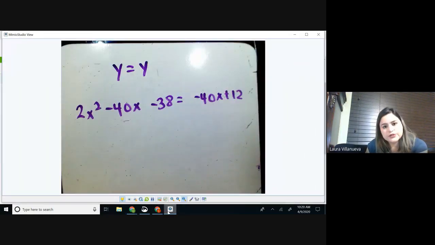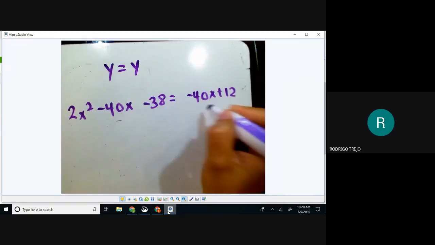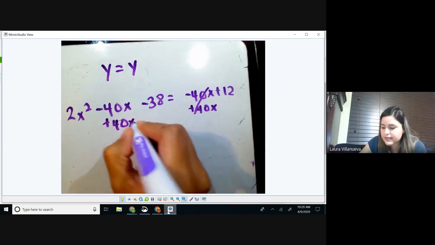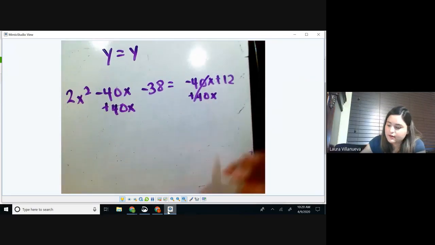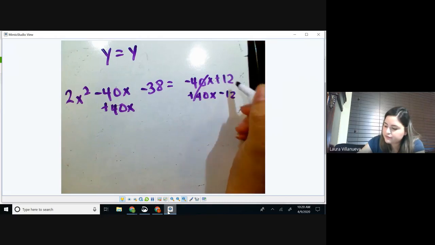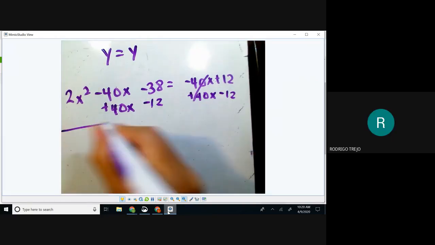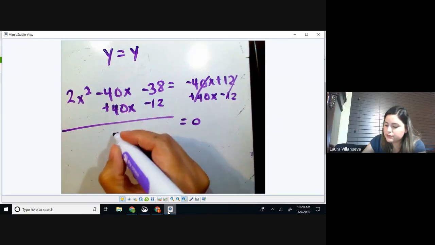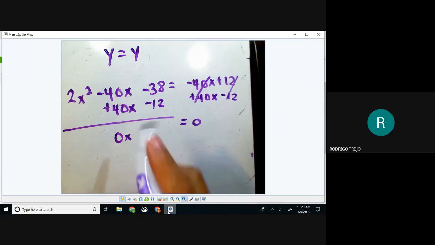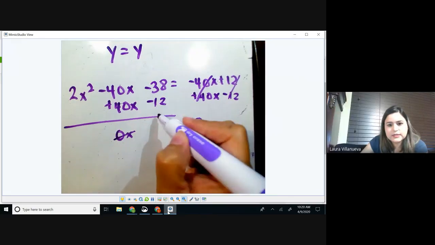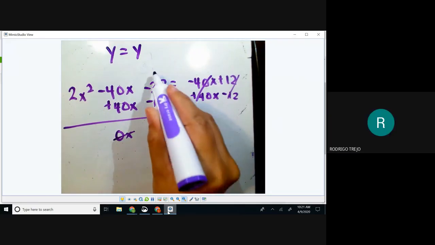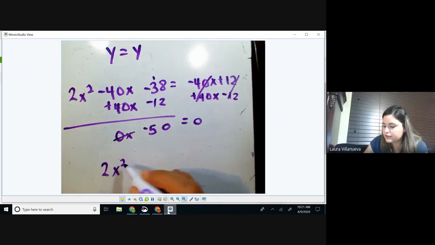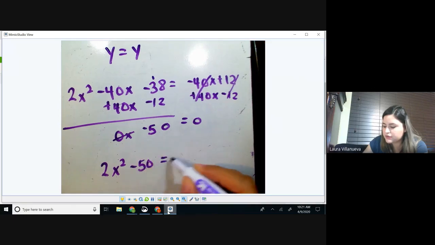So then I'm going to do plus 40x. And it cancels out, so it's nice. I don't know if you see that. And it's minus 12. So then I'm going to do 0 here. I'm not even going to put it. You don't need it. And then this is actually going to be negative 50. So now I have 2x squared minus 50 equals 0.